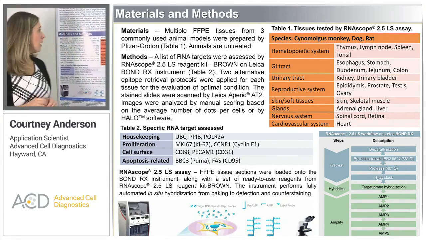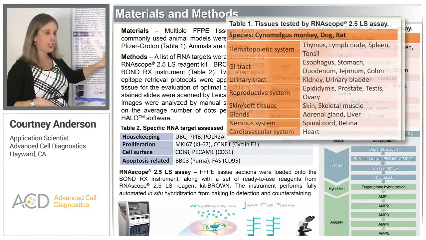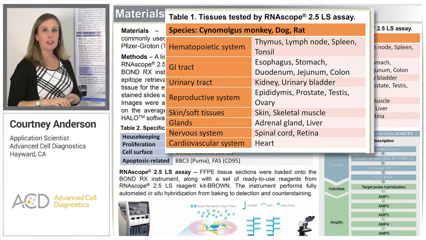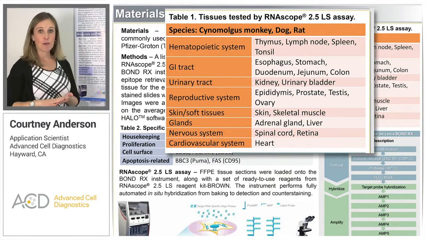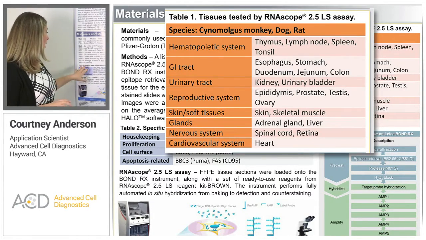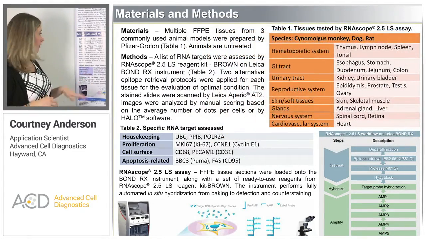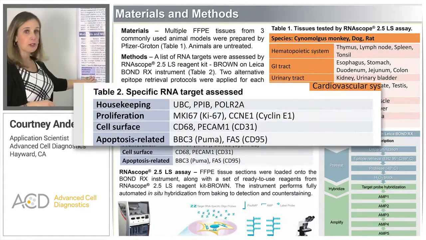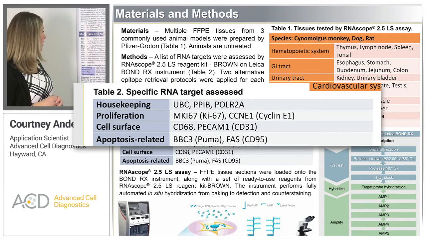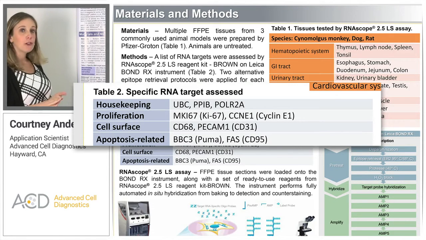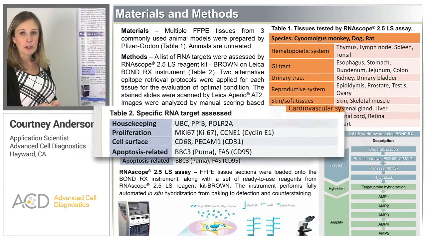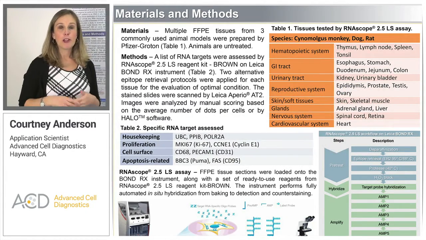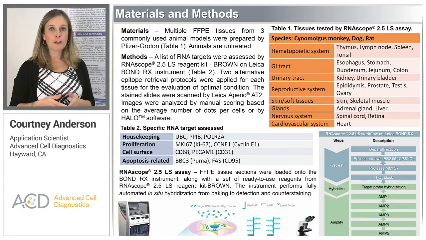Now we used 25 different tissues, as we've highlighted here in this table, from 3 different species: dog, monkey, and rat. And we also analyzed several different probes in this study that I've highlighted here in this table as well, and we'll discuss in detail in a little bit, including some housekeeping genes, proliferation genes, cell surface markers, as well as apoptosis-related markers.